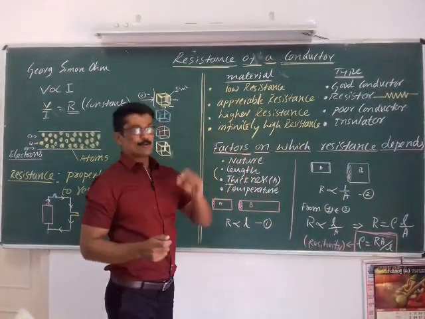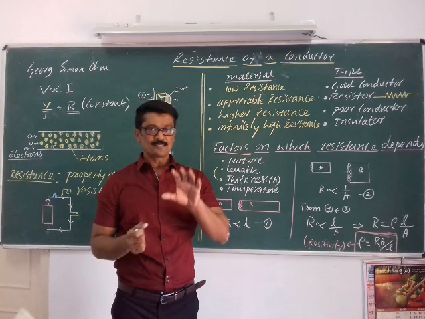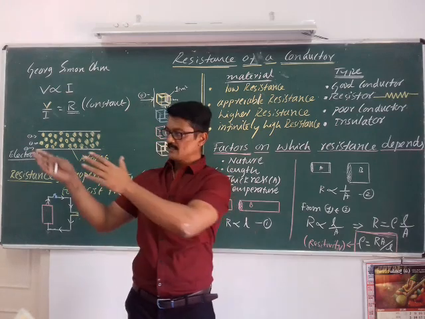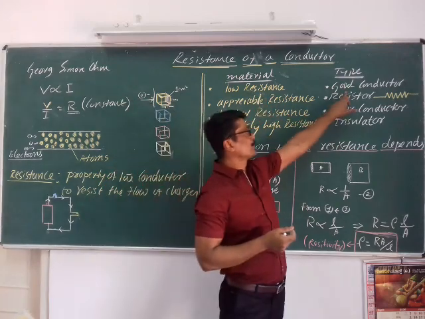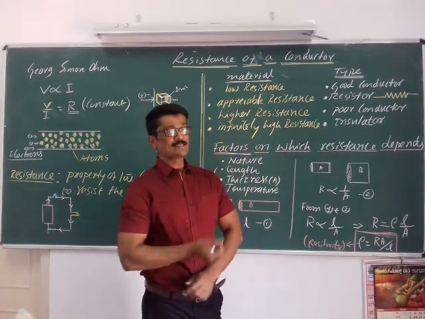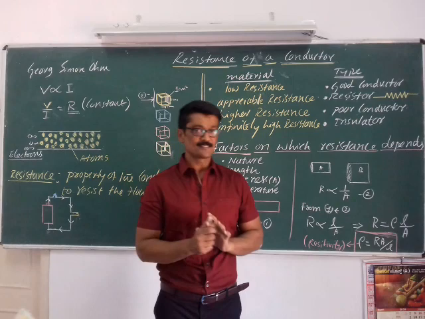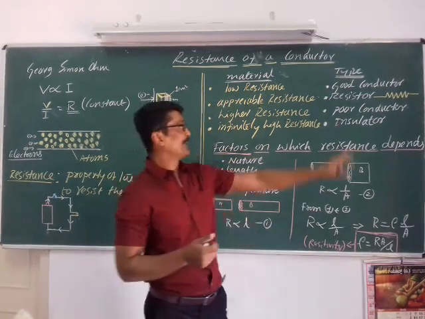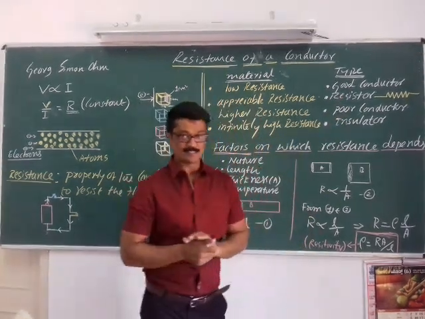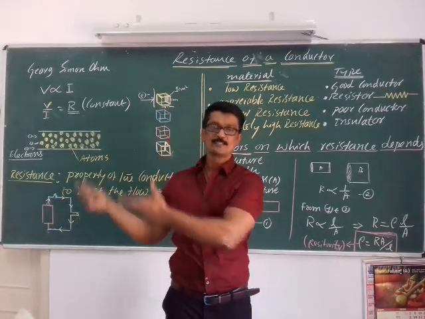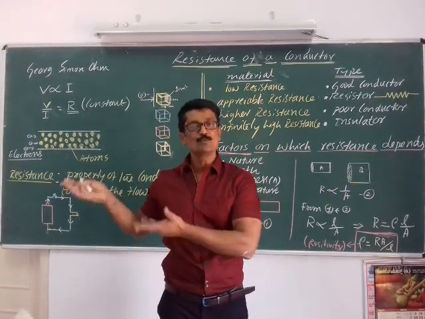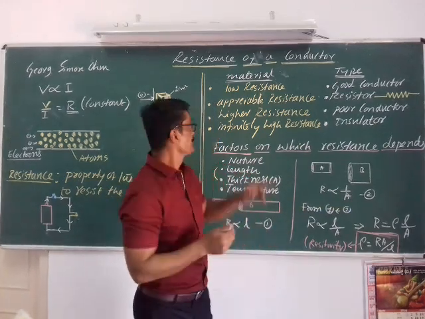Some materials have low resistance, means obstruction is less. The charges can flow easily. They are called good conductors. Materials with low resistance are termed as good conductors. The charges can flow easily. Obstruction is less, charges can move easily because obstruction is less.